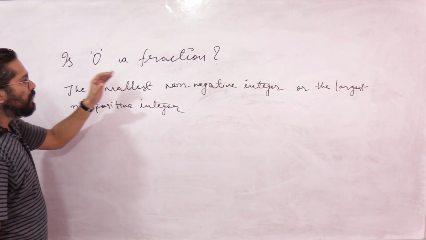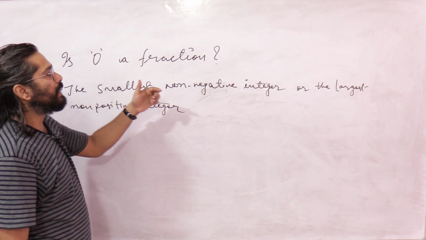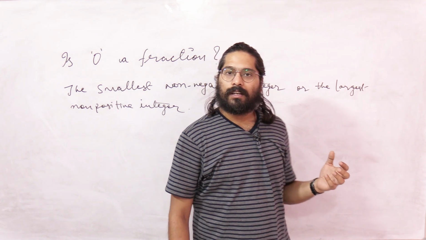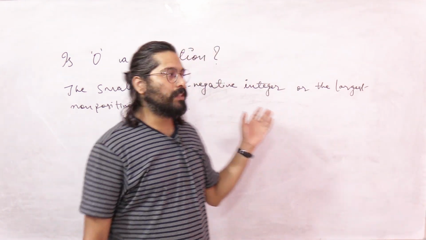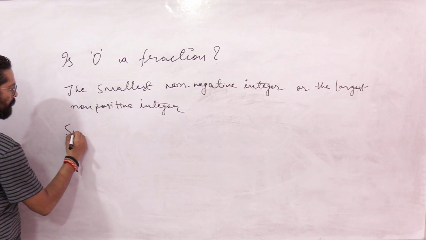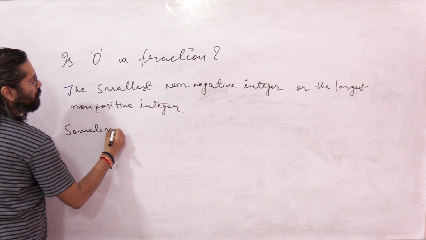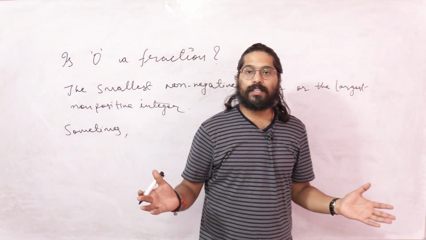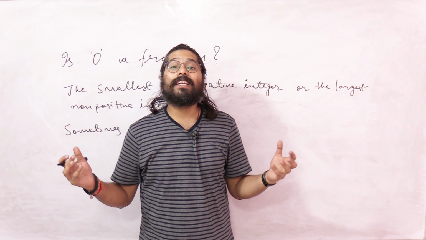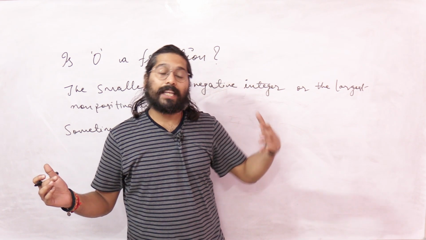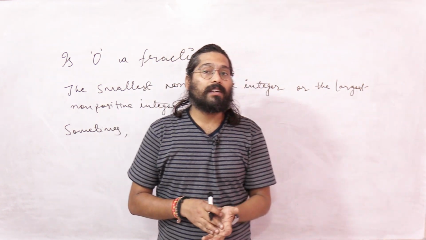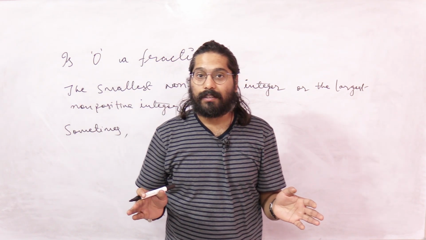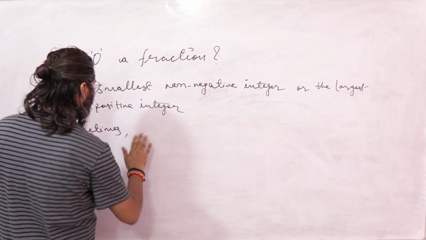So, what is the meaning of this particular definition: the smallest non-negative integer or the largest non-positive integer? The meaning of this is that sometimes 0 is neither a positive integer nor a negative integer, and at other times 0 can be a positive integer as well as a negative integer. Okay? Why? I will tell you in a moment.